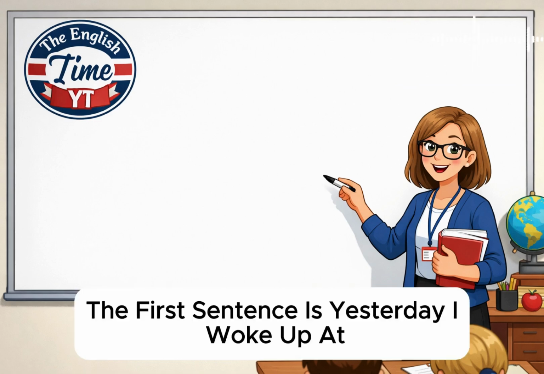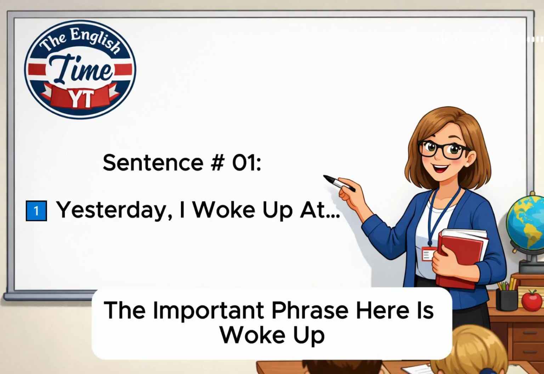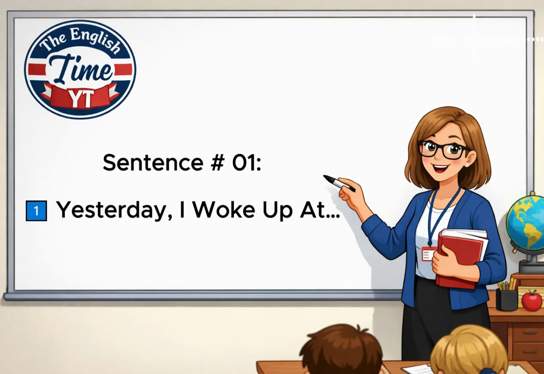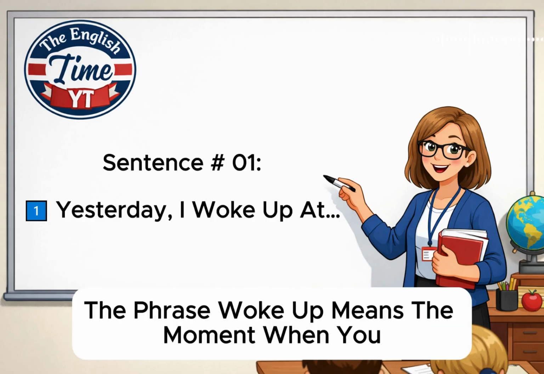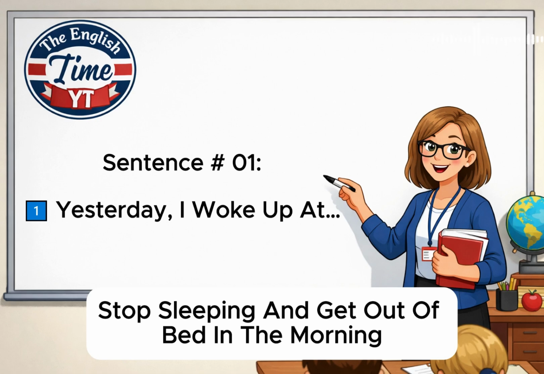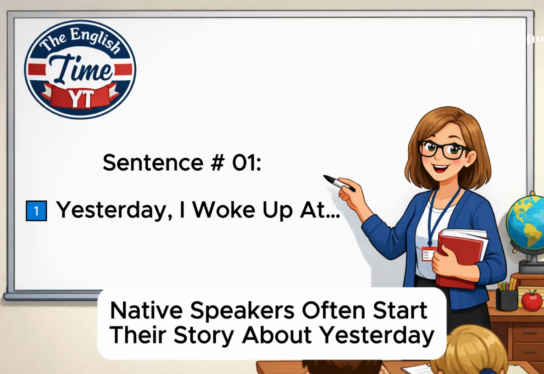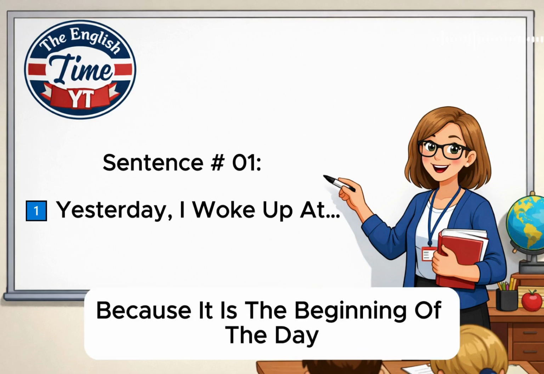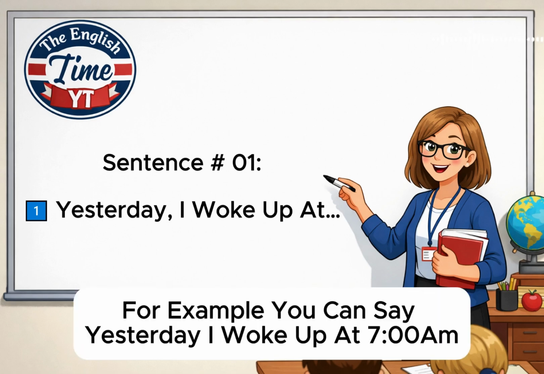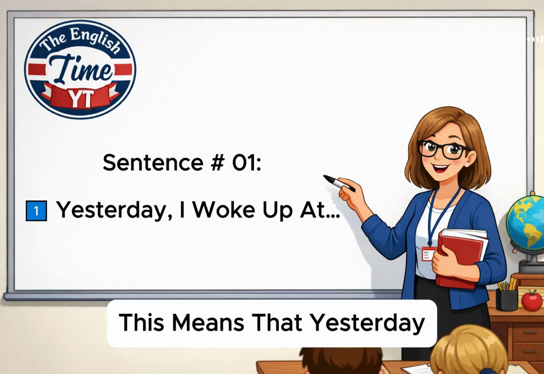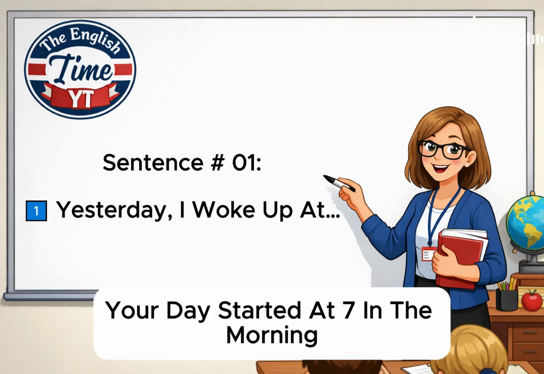The first sentence is: Yesterday, I woke up at. The important phrase here is woke up. The phrase woke up means the moment when you stop sleeping and get out of bed in the morning. Native speakers often start their story about yesterday with this sentence because it is the beginning of the day. For example, you can say, Yesterday, I woke up at 7 a.m. This means that yesterday your day started at 7 in the morning.